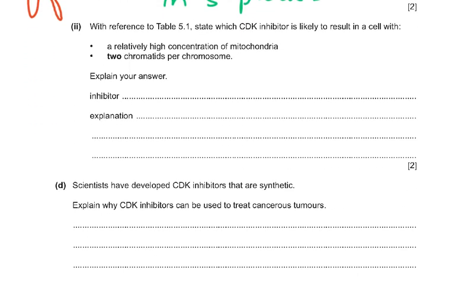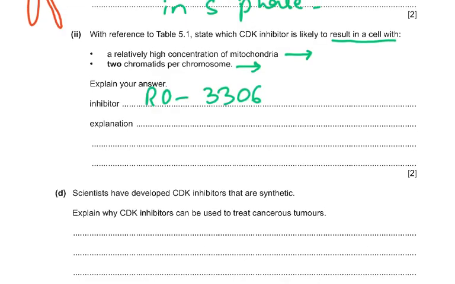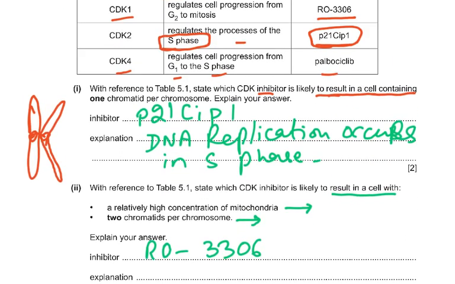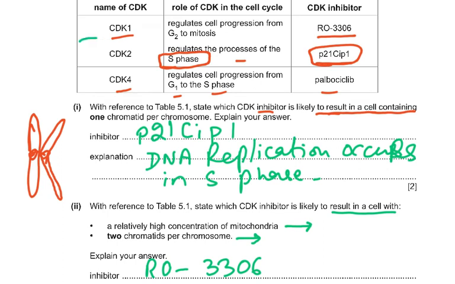With reference to table 5.1, state which CDK inhibitor is likely to result in a cell with a relatively high concentration of mitochondria and two chromatids per chromosome. High concentration of mitochondria and 2 chromatids per chromosome. The inhibitor would be RO3306. Now, why will it be this one? This is what we need to understand. We're going to talk about this one. It regulates cell progression from G2 to mitosis.